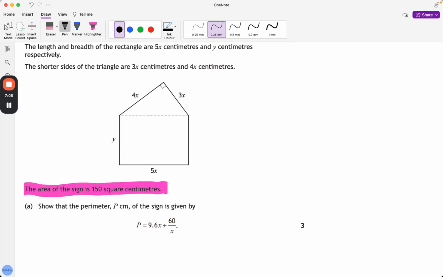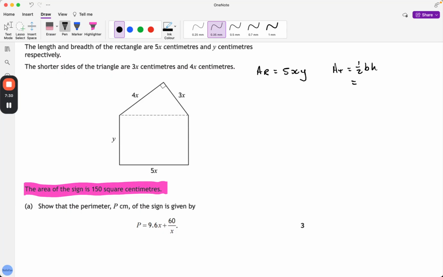Grand. Okay, so let's start with this. So we want to think about the area of the sign and what that is in terms of x's and y's. So the area of a rectangle is just going to be length times breadth. So I'm just going to do this up here. So area of our rectangular part is going to be 5xy, because we're just doing 5x times y. And then the area of our triangle is going to be a half base times height.